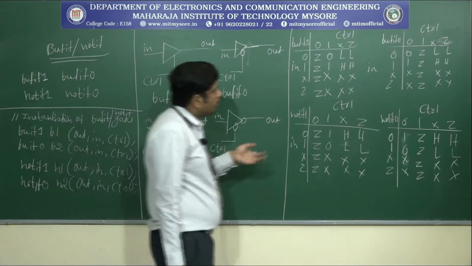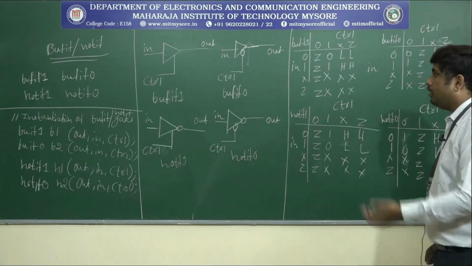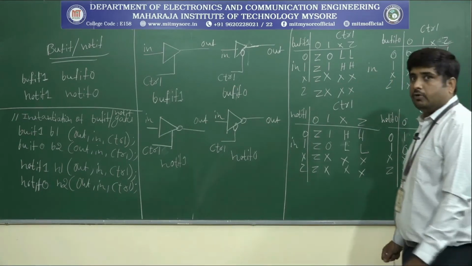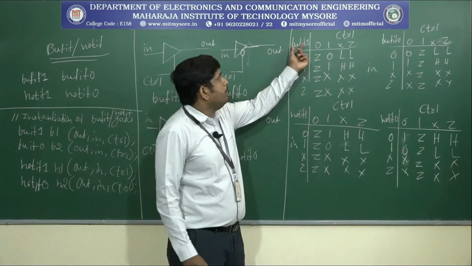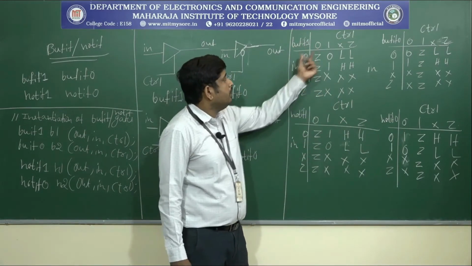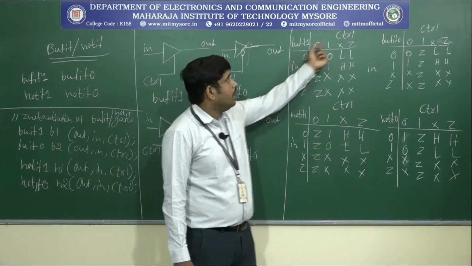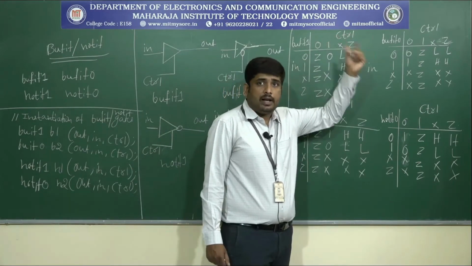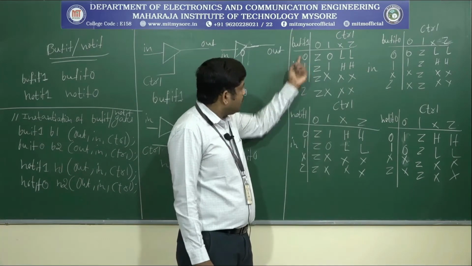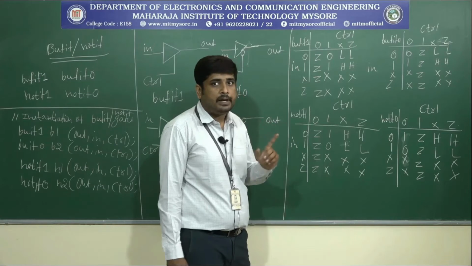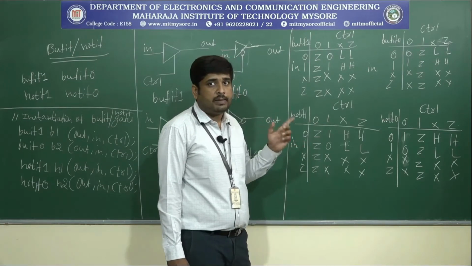This is the truth table regarding all four: bufif1, bufif0, notif1 and notif0. So let us go one by one. Here the first one we have to assume is bufif1. There are two inputs: in is one input, and control is the other. Whatever input you apply, the output depends on the changes with respect to the control signal. That is very important here.